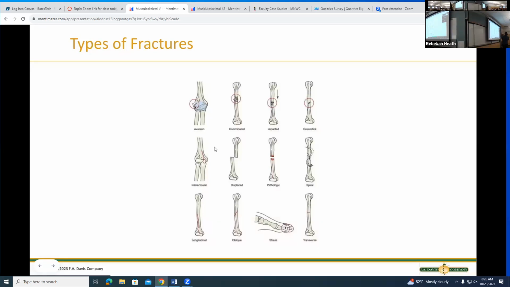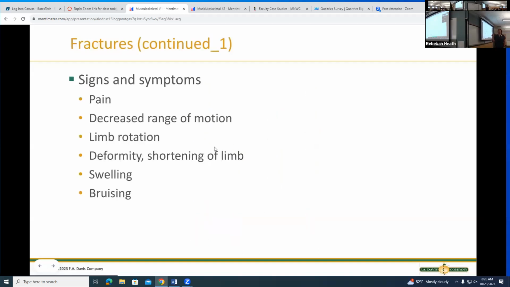Anyway, I'm not going to go through all of these, but just be semi-familiar with the different types of fractures. So when we talk about signs and symptoms, how do we know if somebody has a fracture? What are they going to do? Well, they're going to be in pain. They're not going to be able to have that same range of motion.